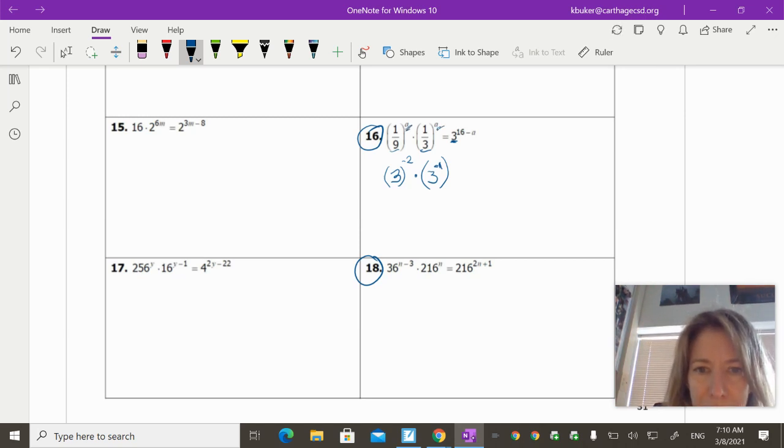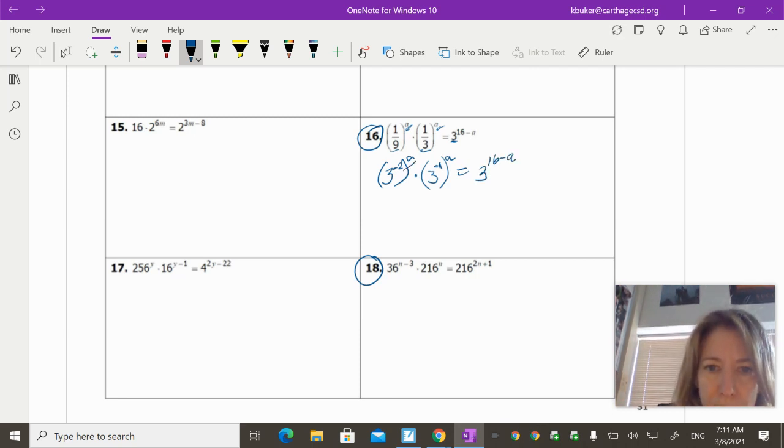Oh, I didn't recognize there's an a value there as well. So let me just erase this and I'll rewrite that. Okay, so I have a 3 to the negative second. There's an a value out here. There's an a value here. Okay, and then obviously this one's already done for us. The exponent is 16 minus a.